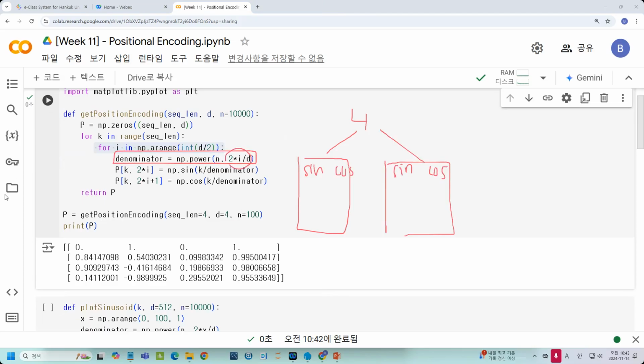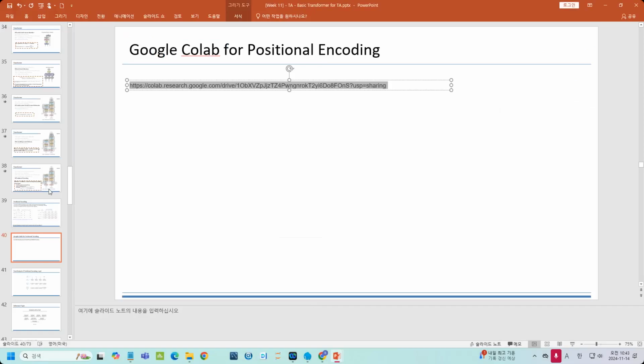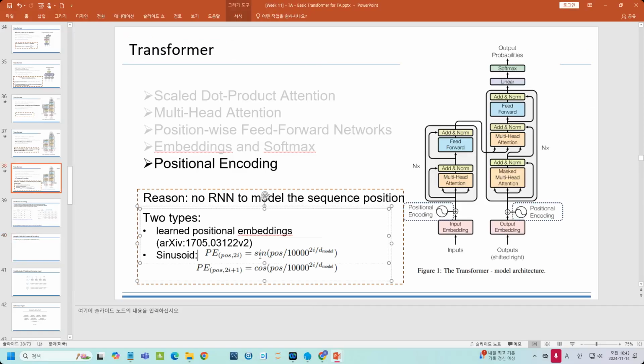So this is based on the paper that I mentioned to you. This is the function that has been applied by the paper, and it has been used for positional encoding in the transformer network.